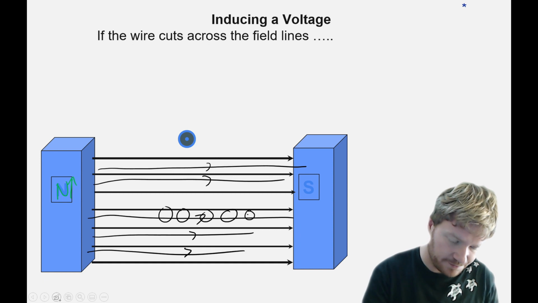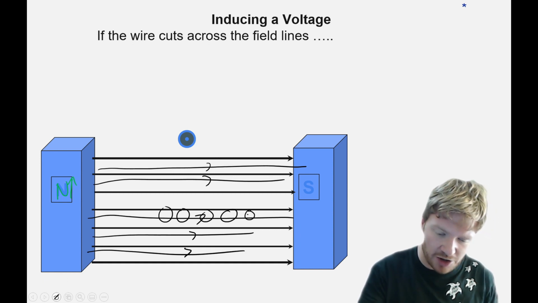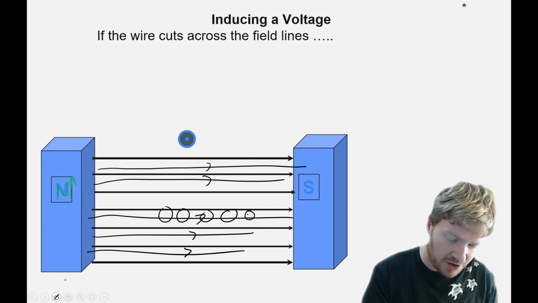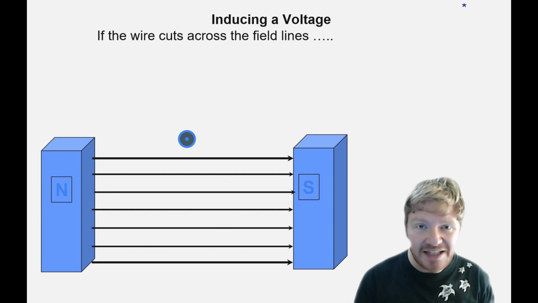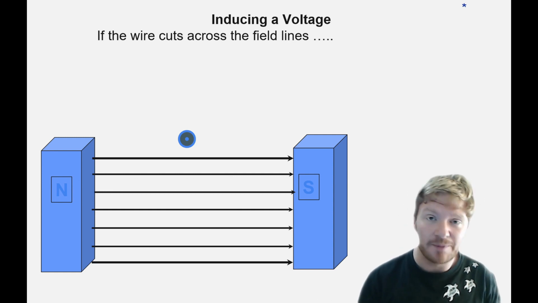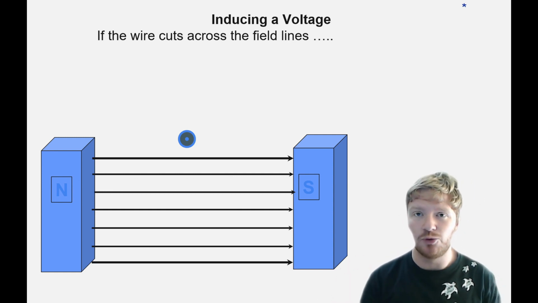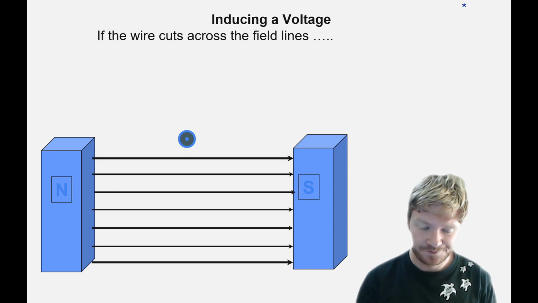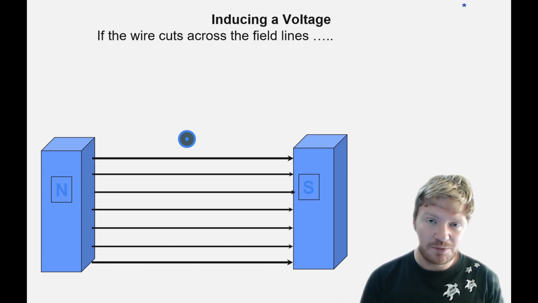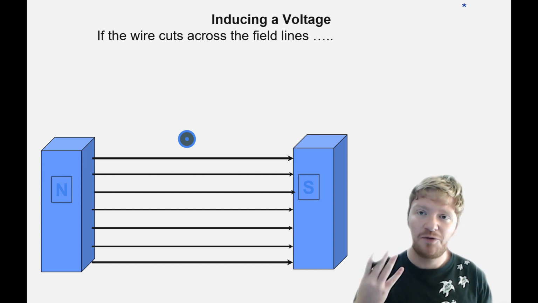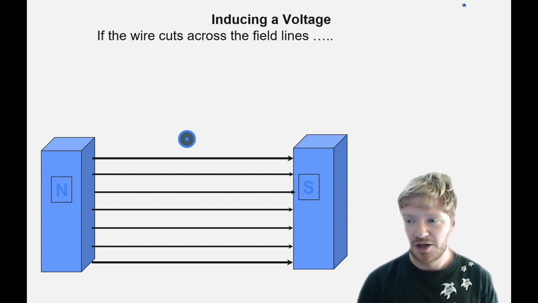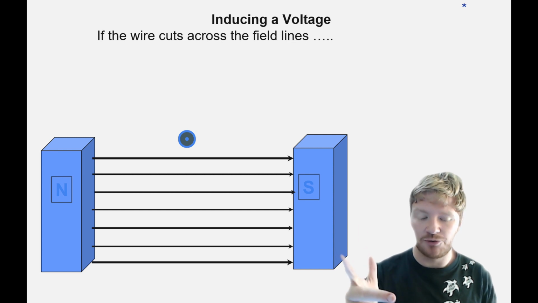So let's think back to this example. Here's my wire, and I'm going to move it down from top to bottom. So, first of all, which rule do we need to use? If I'm making a current, which rule is it? I'm going to have to use the right-hand rule because this is a generator. Now, what I want to know is, is the current that I induce going to come out of the page or into the page?